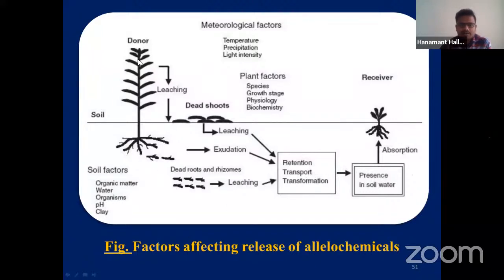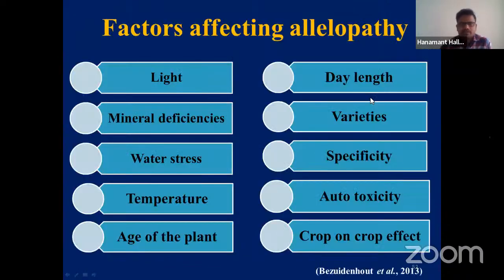So this is the donor plant, meaning the allelochemical-releasing plant. This is the receiver plant. Receiver plants may get damaged or suppressed by the chemicals of this donor plant. How much the receiver plant will suffer depends on the extent and degree of activity of these allelochemicals. In the presence of soil water, this receiver plant will absorb the allelochemical from the donor plant, and by this chemical the growth of the receiver plant will be reduced.